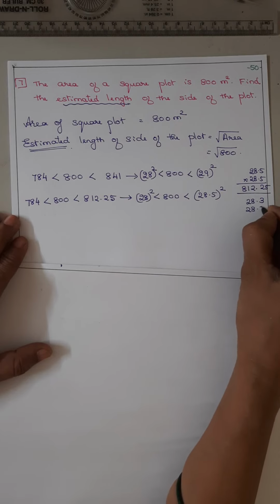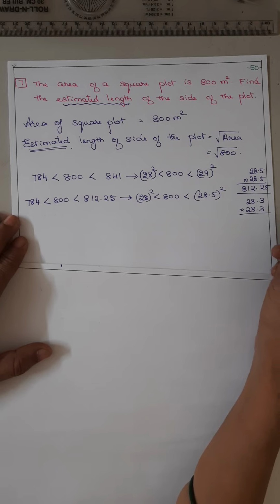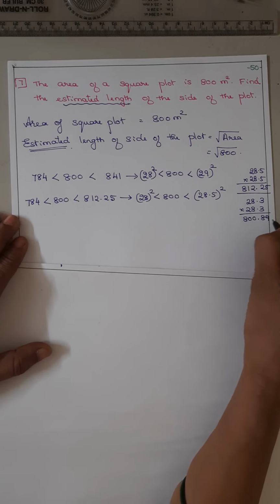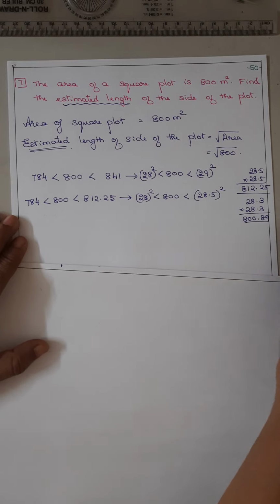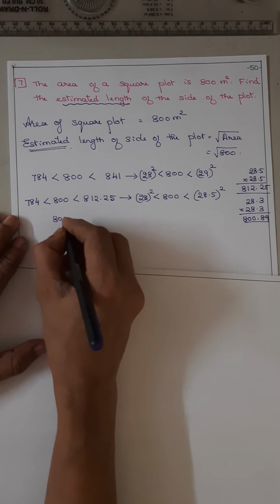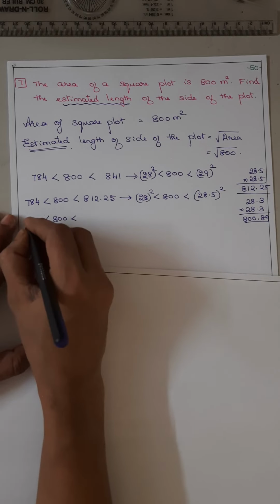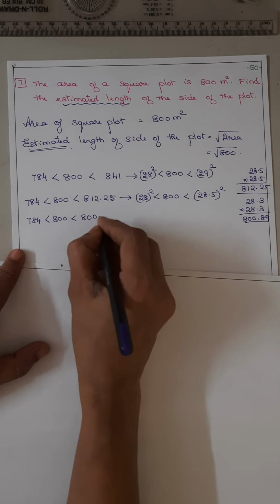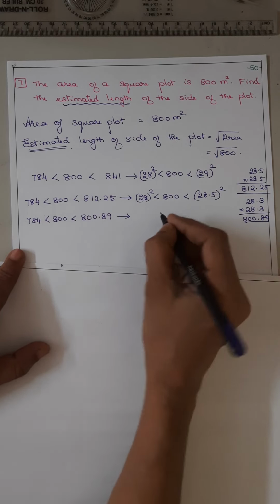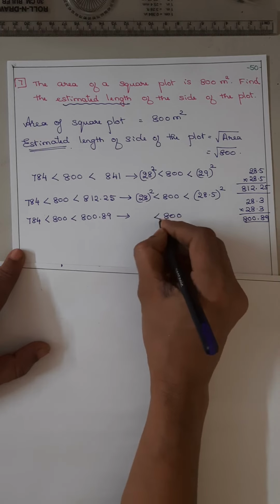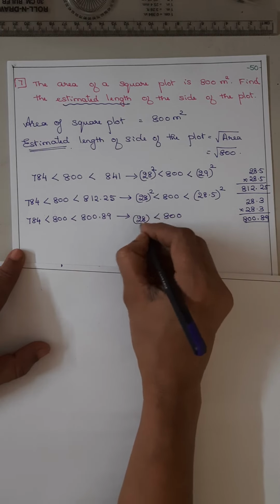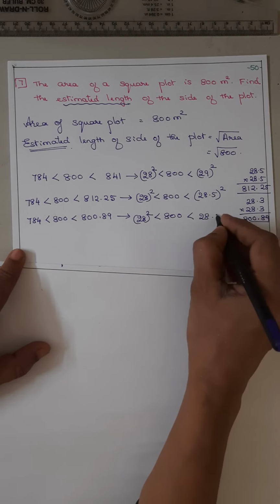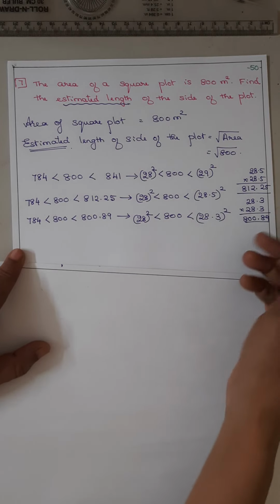So 28.3, if you multiply, you will get 800.89. Again, it is to the right side. So 800 comes between 784 and 800.89. That means 800 is between 28 square and 28.3 square. Did you understand?